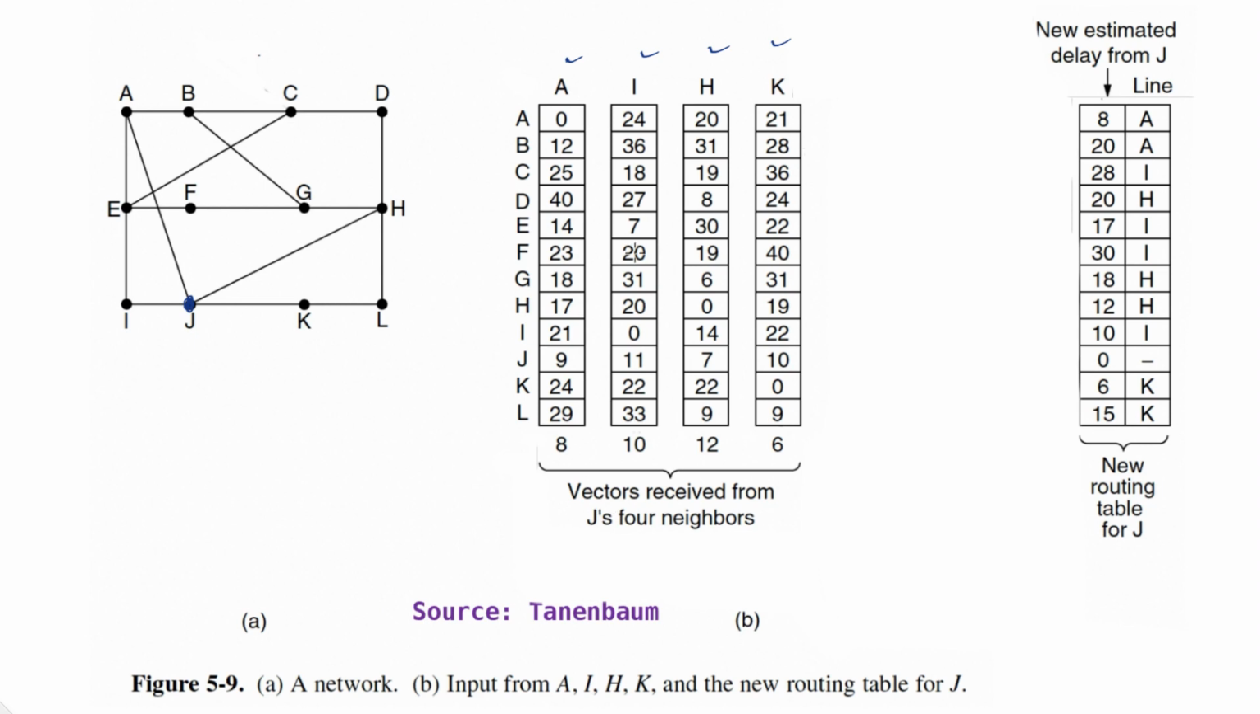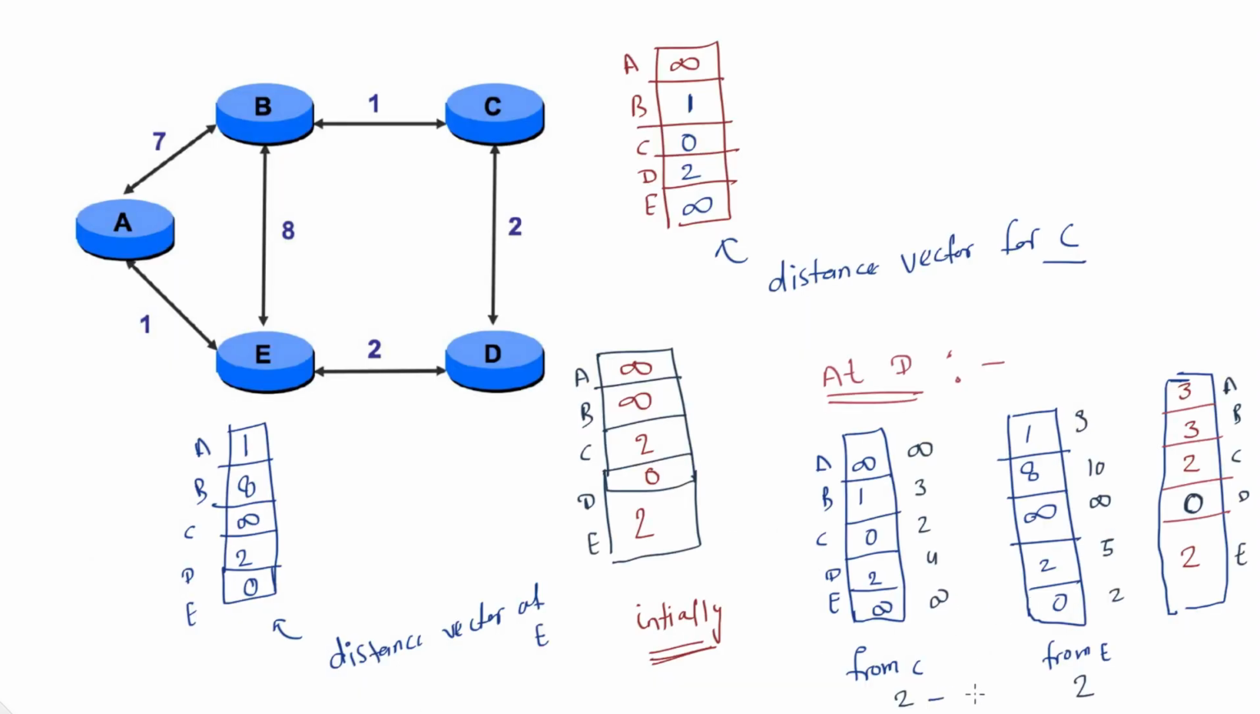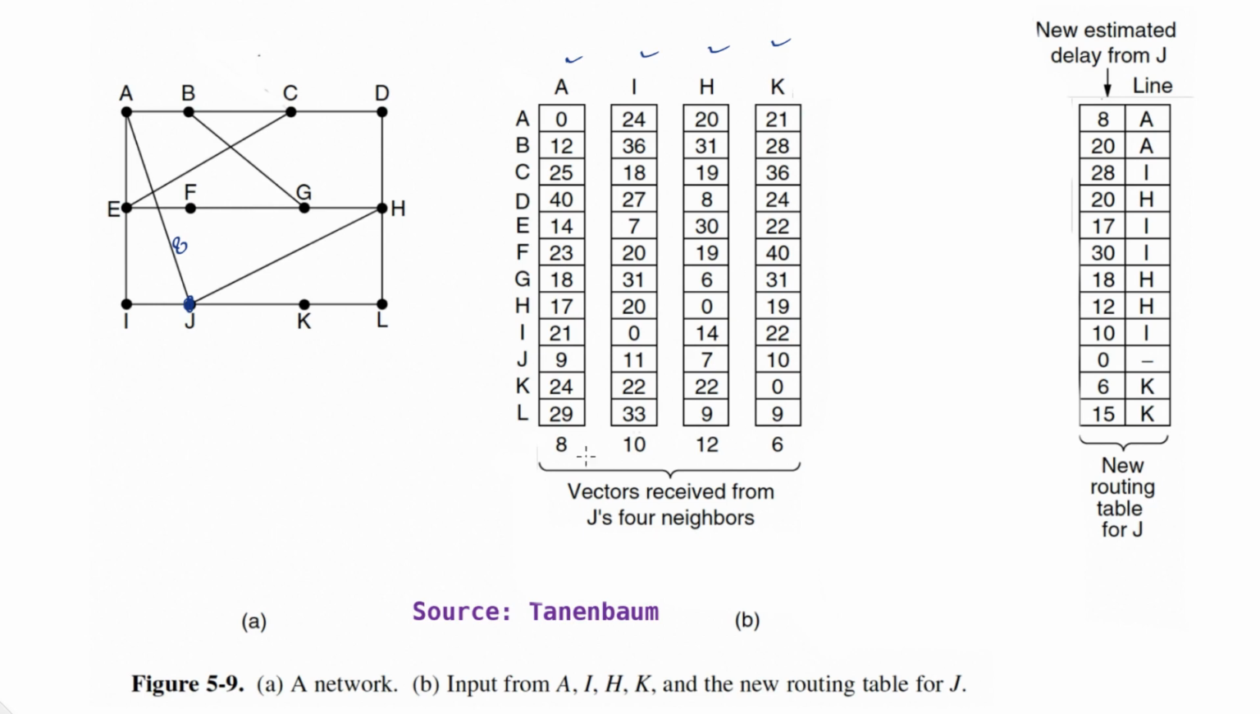Suppose these are the costs in the vectors I have. I am not showing the cost here, like I have written in the vector itself. So suppose these are the costs. Suppose that from J to A it is taking 8. So 8 is written here. Earlier it was taking 2 and 2 in both the cases, but here it is taking 8. And from J to I it is taking, suppose, 10. From J to H it is taking 12, and from J to K it is taking 6.